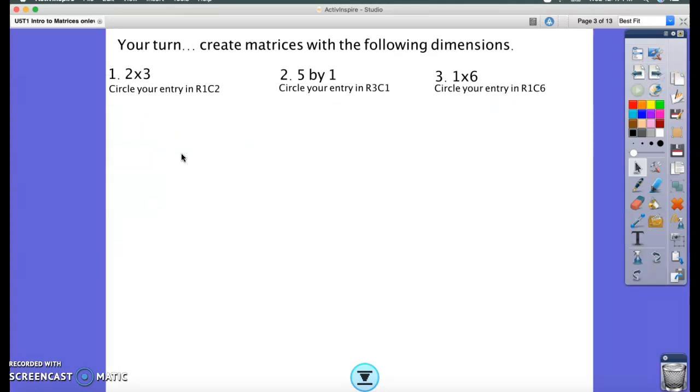All right, now I'm going to ask you guys to create some matrices. So for number 1, I want you to make a 2 by 3 matrix, and I want you to circle the entry in row 1, column 2. For number 2, I want you to make a 5 by 1 matrix. Circle your entry in row 3, column 1. For number 3, I want you to make a 1 by 6. Circle your entry in row 1, column 6.